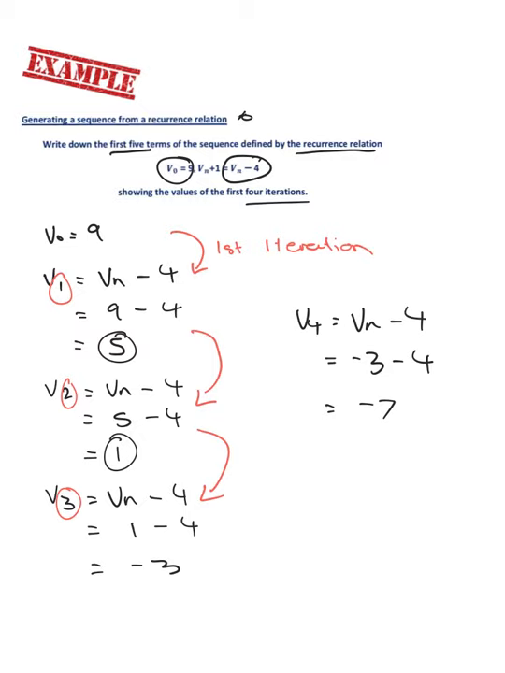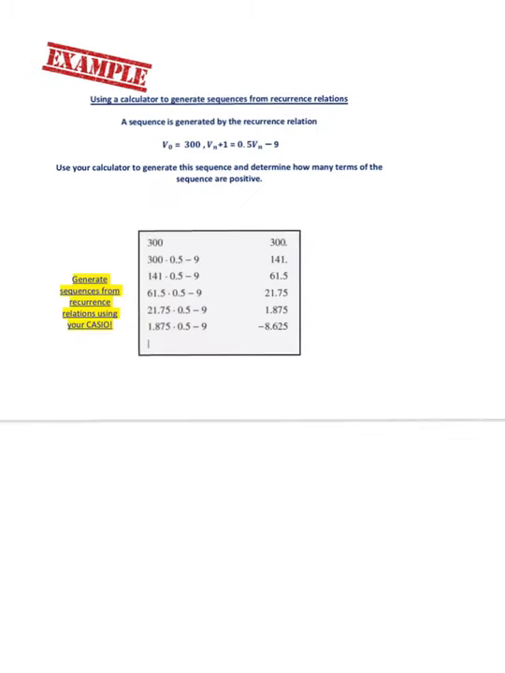And we need to list the 5 terms. The 5 terms are going to be our initial value of 9, and then each iteration after that. So we had 9, 5, 1, negative 3, negative 7. Lovely.